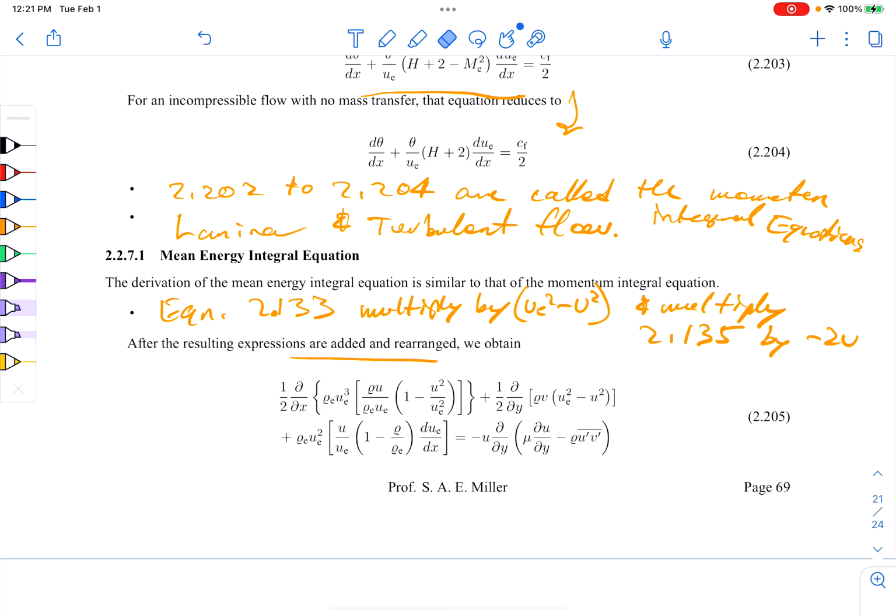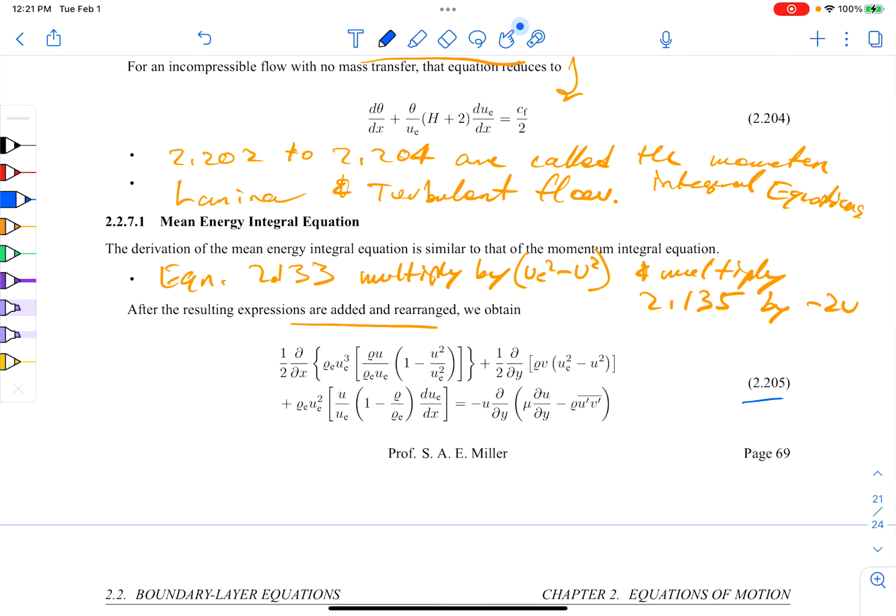We're going to get this equation 2.205 right here. And let's just look at it for a second together, see what we see. We'll see it's 1/2 of partial x, and we have terms like rho_e u_e cubed, that's the boundary layer edge. Rho u over rho_e u_e, so it's right non-dimensionalized. And if we imagine integrating this equation from 0 to infinity, these terms here, like this one and this one in particular, and probably this one by implication, if all these other terms go to 0, the right-hand side would have to go to 0. That should also go to 0, right?